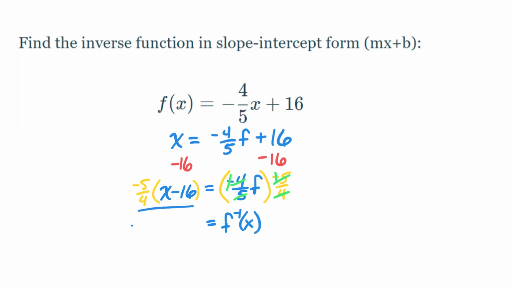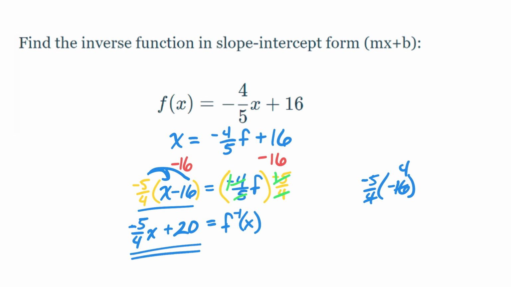Another thing we can do is to actually distribute the 5/4 in. This is probably going to be the way that you generally see it. So we end up with negative 5/4 times x, negative 5/4 times negative 16. Remember, the 4 is going to cancel with this, so what we end up with is plus 20. So this would be our inverse.